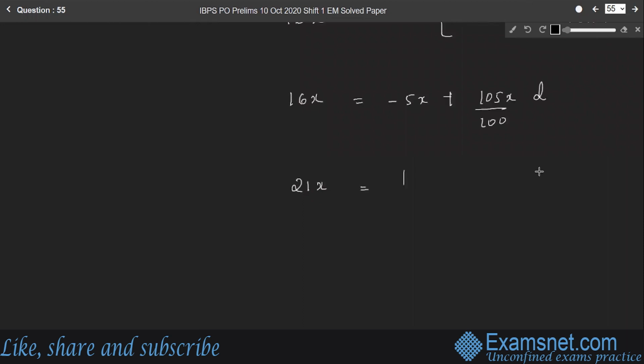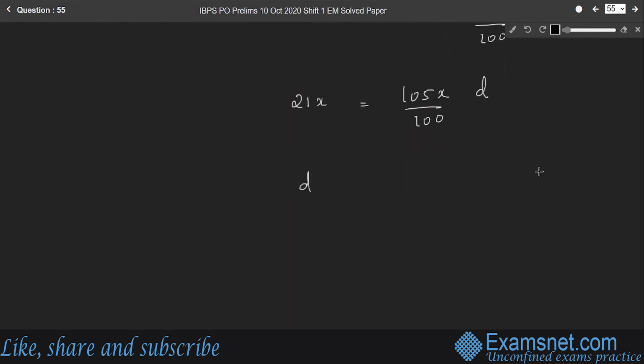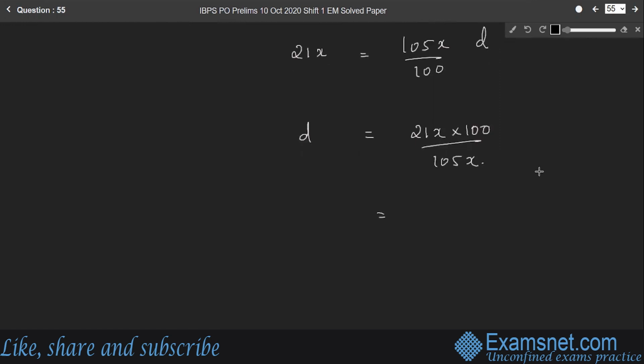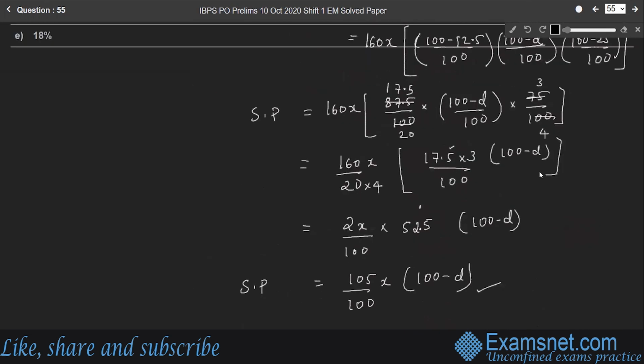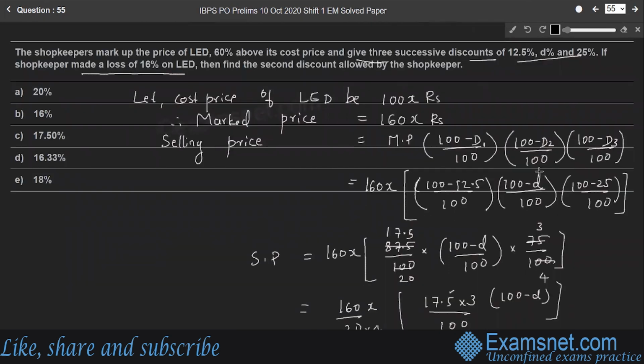21x is equal to 105x by 100 into D. Therefore, D is equal to 21x into 100 by 105x. Now it is 2100 by 105. So the discount is 20%. Therefore, the required second discount is 20%. Option A is the right answer.